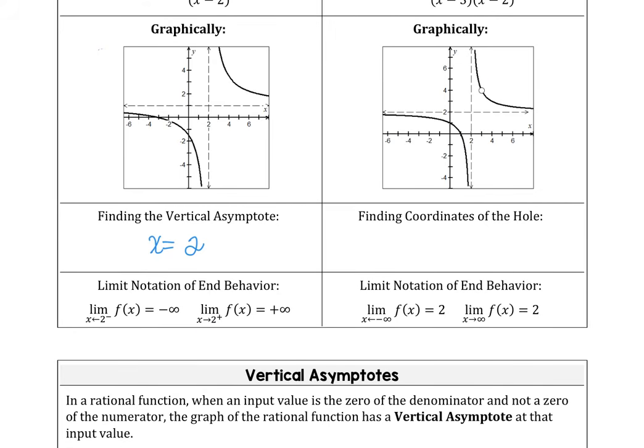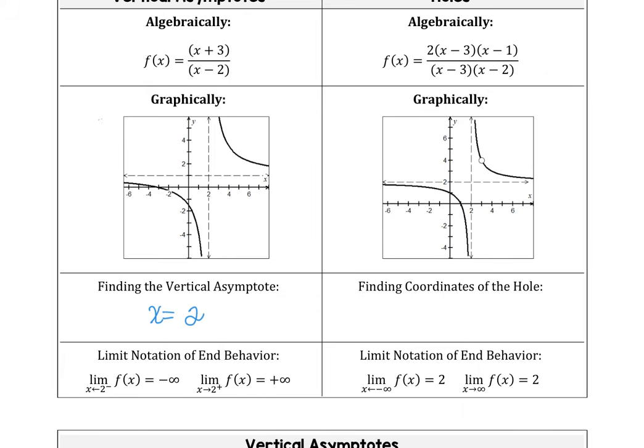On the right-hand side, we want to find the coordinates of the hole. So looking at the limit notation, as x approaches negative infinity, the y value approaches 2. As x approaches positive infinity, we're heading toward 2. That's our horizontal asymptote. But they're asking us to find the location of this hole right here, somewhere in there.